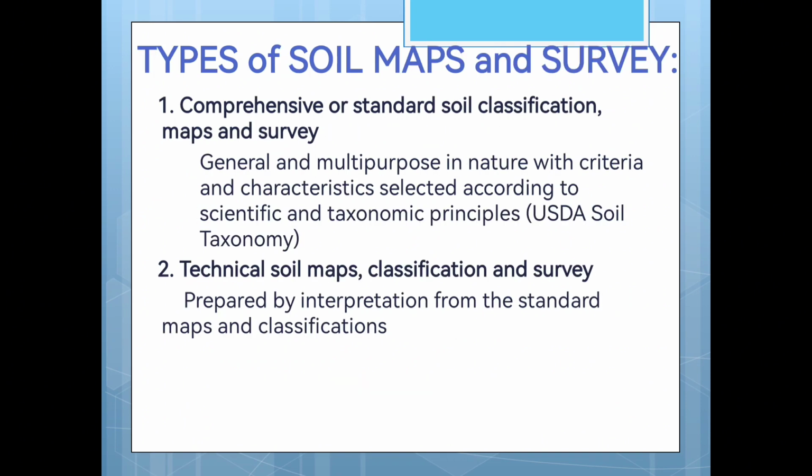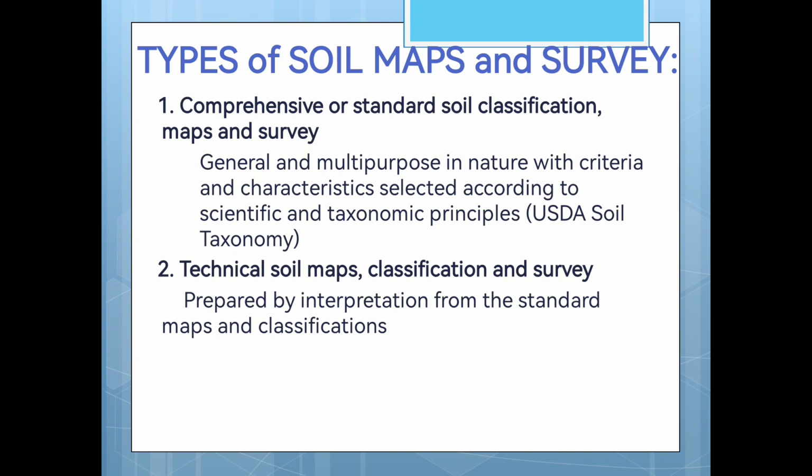There are different types of soil maps and survey. So we have comprehensive or standard soil classification maps and survey. This is the general and multi-purpose in nature with criteria and characteristics selected according to scientific and taxonomic principles. USDA soils taxonomy. So that is the United States Department of Agriculture soil taxonomy.